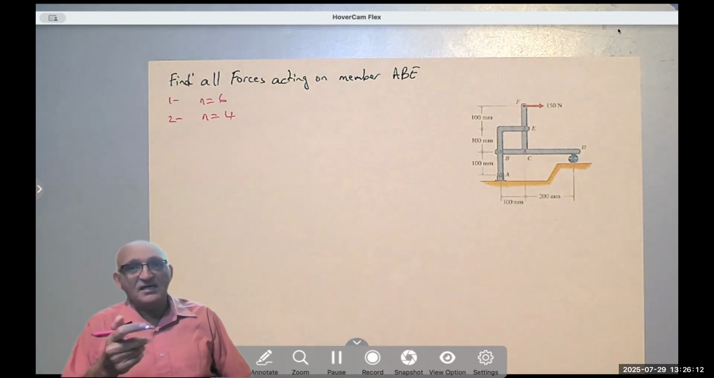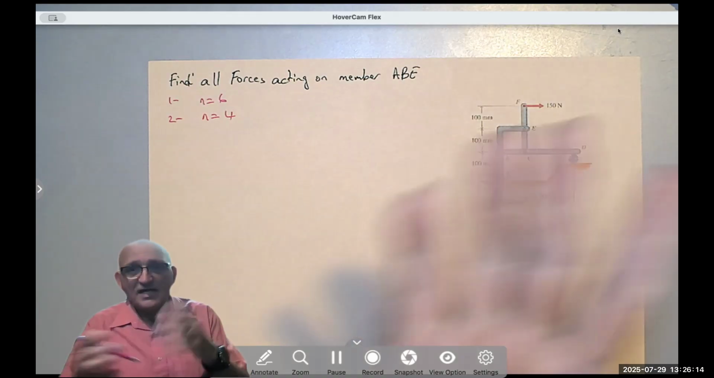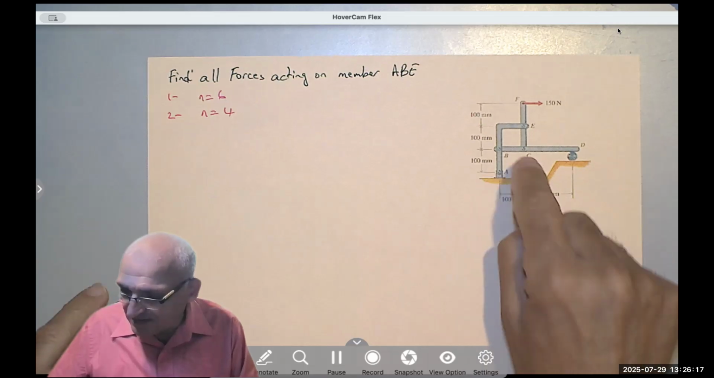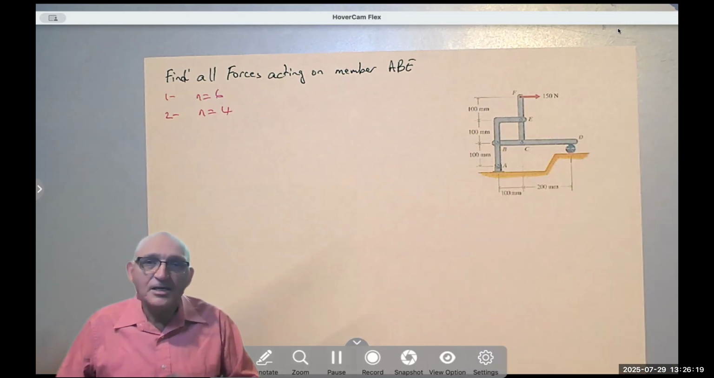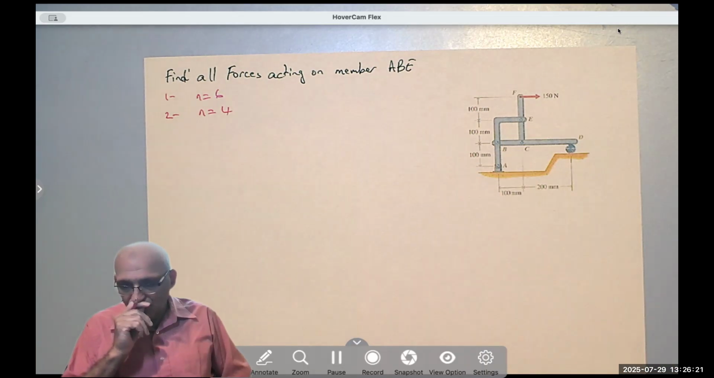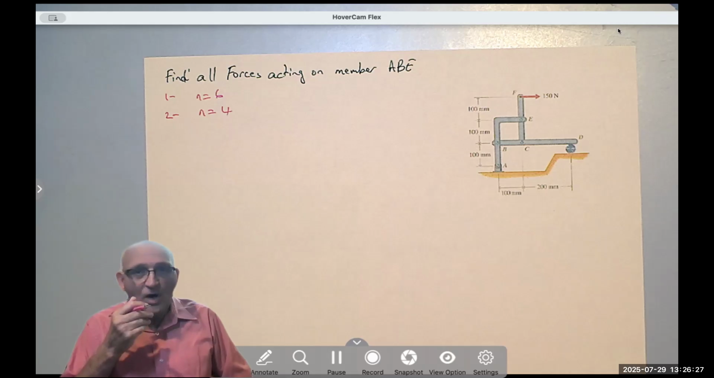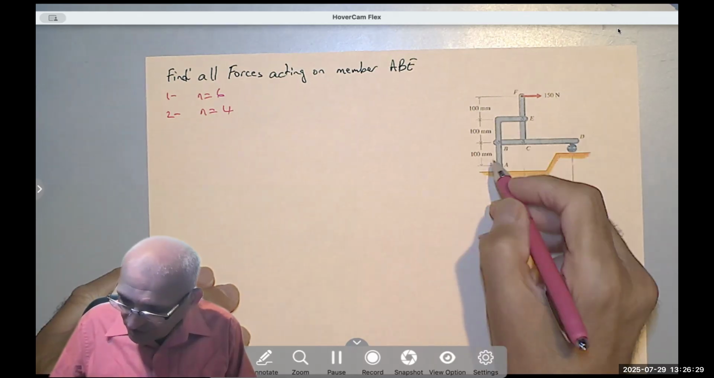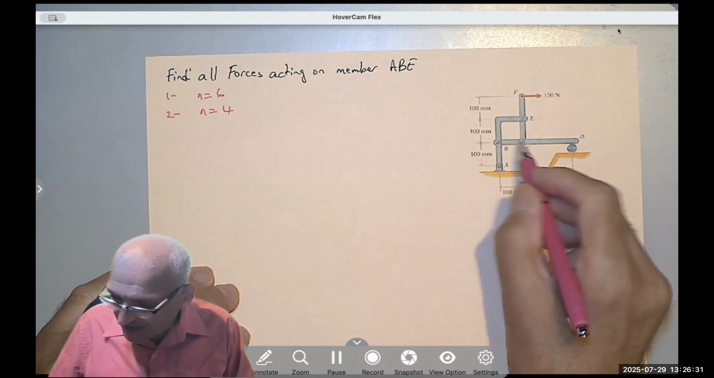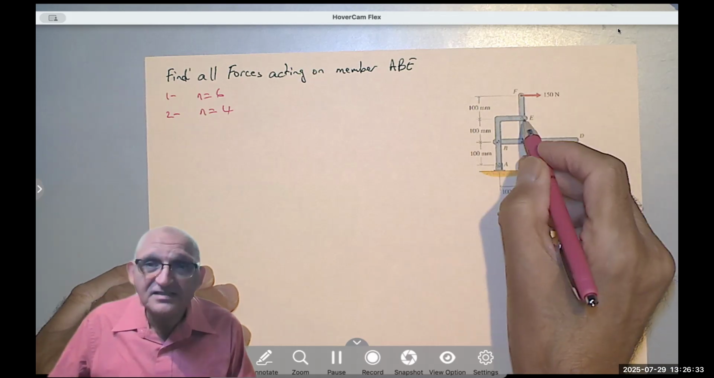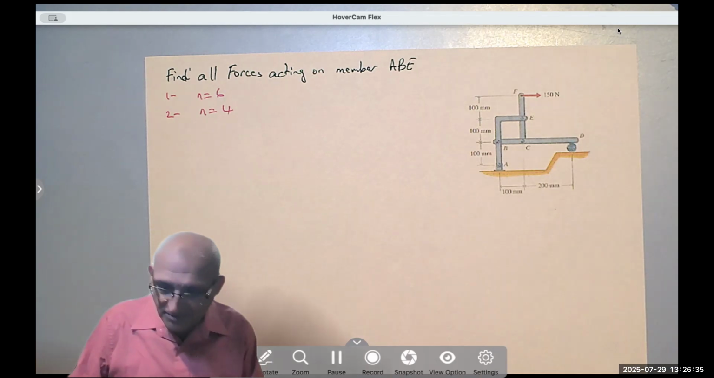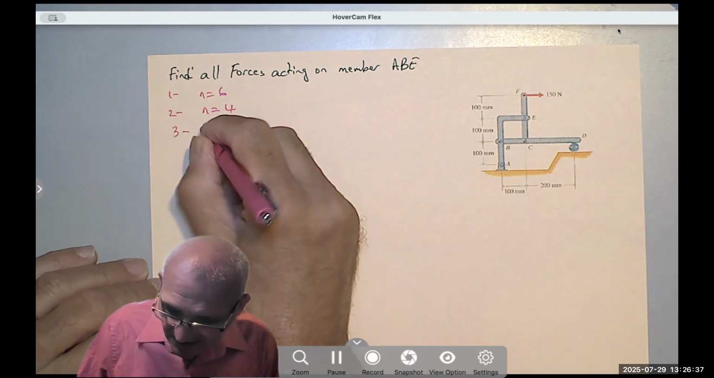Do you see what I'm saying? I will find AX and AY already. So what I need to find is BX, BY, EX, EY. 4 unknowns. Number 2, is there any two force member connected to my member? Nope. Why? Because my member is connected in the middle, this member is connected in the middle, this member is connected in the middle, so no two force members. So number 3, still N equals 4.